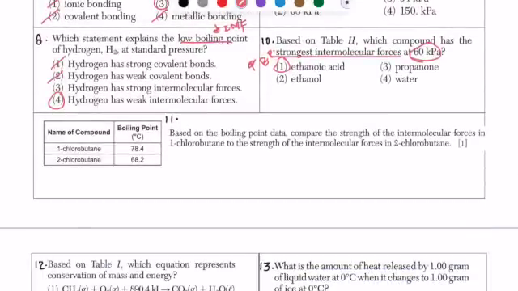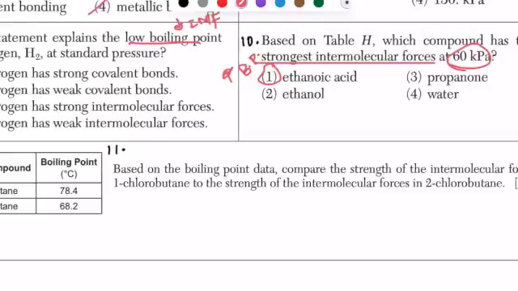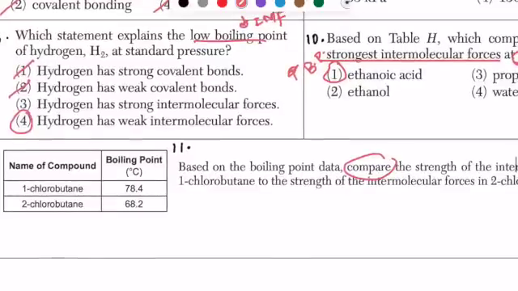Based on the boiling point, compare the strength of intermolecular forces in 1-chlorobutane and the strength of intermolecular forces in 2-chlorobutane. So once again, that's a comparison question. So you can simply say which one has a higher boiling point. I'm sorry, which one has stronger intermolecular forces. So because 1-chlorobutane has a higher boiling point, that means this one is going to have stronger intermolecular forces.